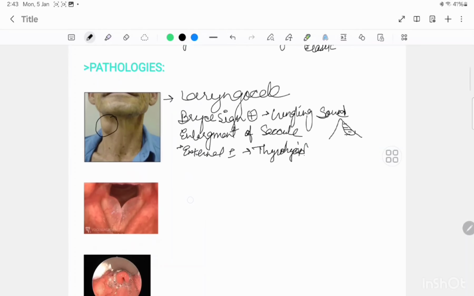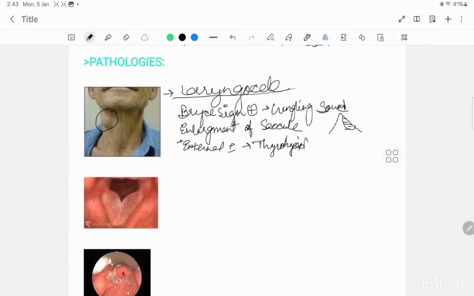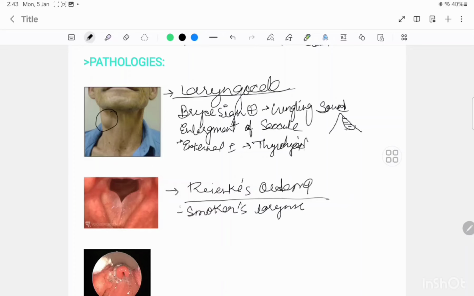Now this was laryngocele. Now this is the image of Reinke's edema, also known as smoker's larynx. It causes diplophonia. It happens in smokers usually.